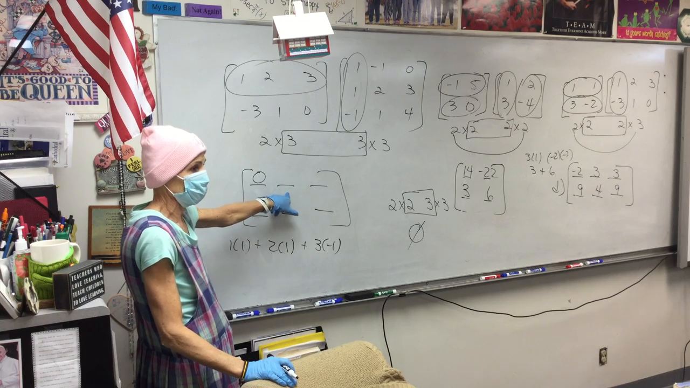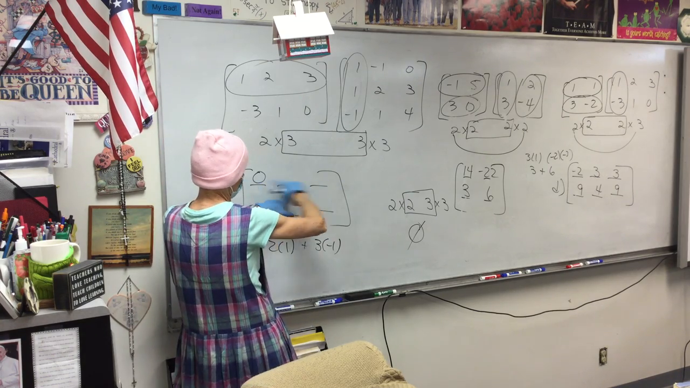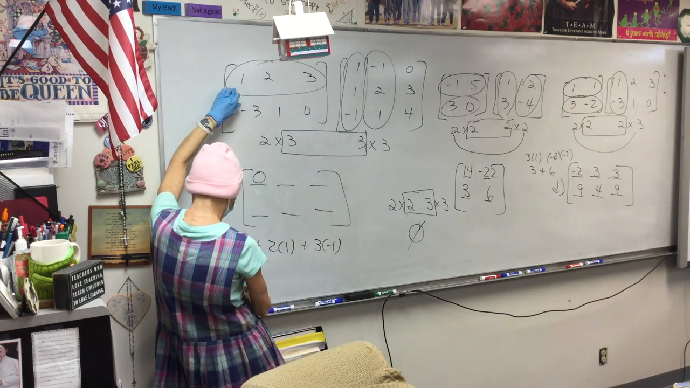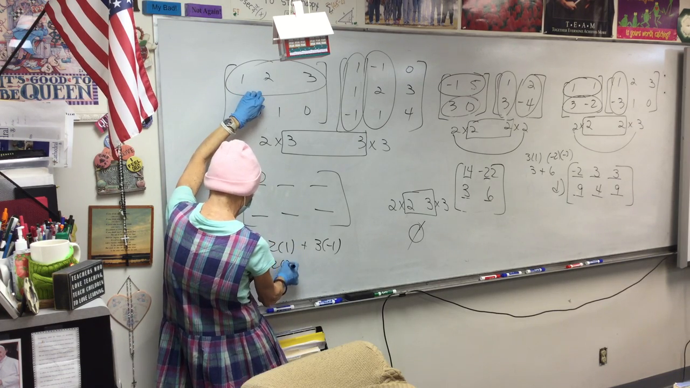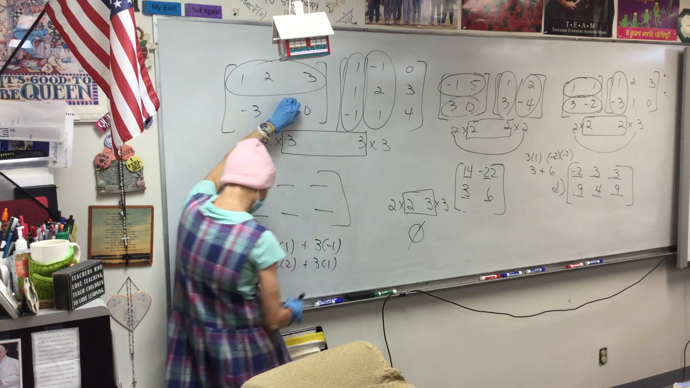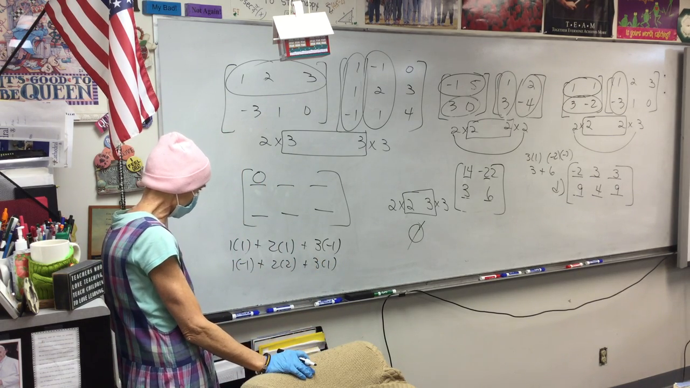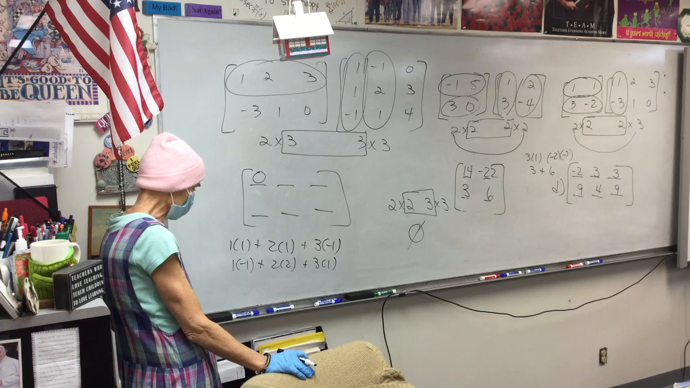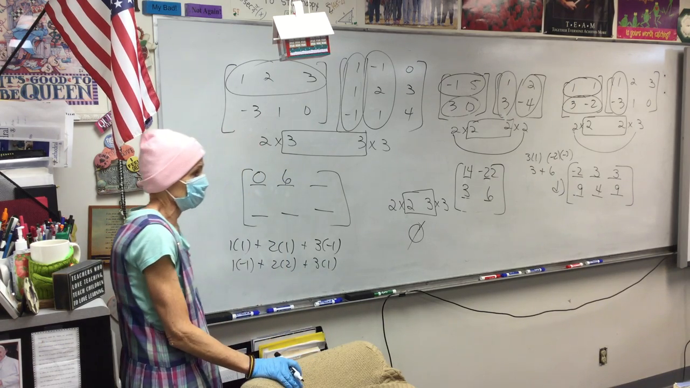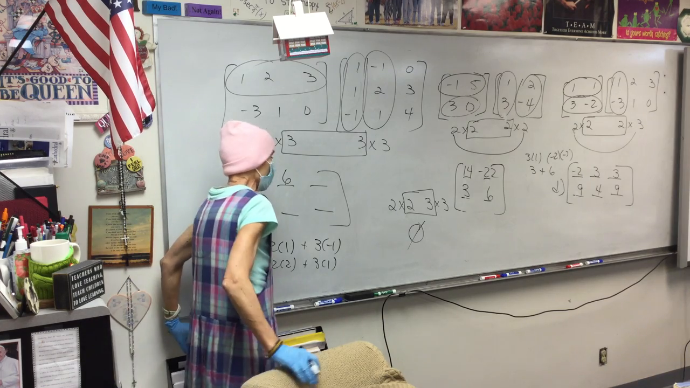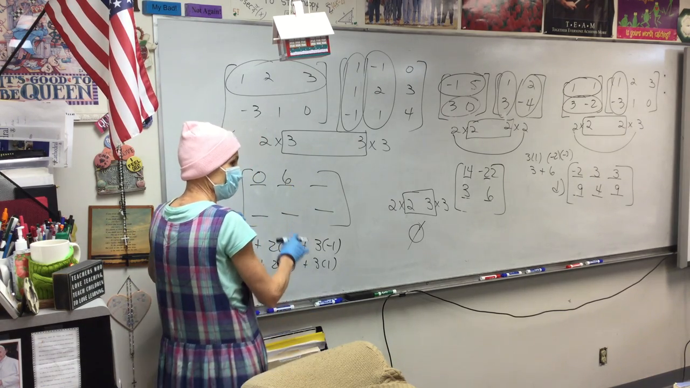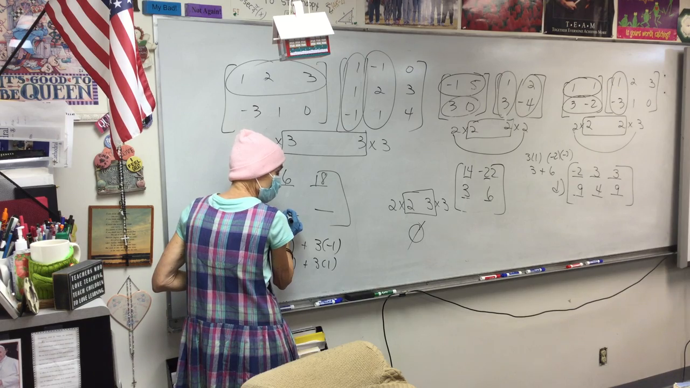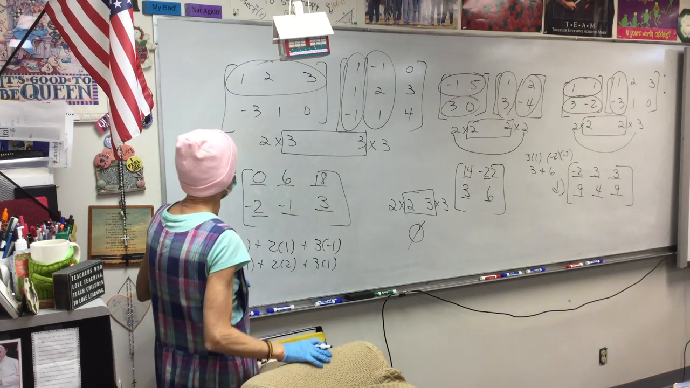Now, how are we going to get this number? First row, second column. And we do the same thing. What'd you get for that one? 6? All right, let's quickly see if you can fill in the rest of these. You already got done, Ashley? Yes. Tell me what you got. What'd you put here? 18, negative 2, negative 1, and 3. Okay. Anybody match that?